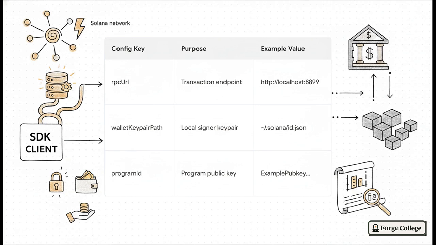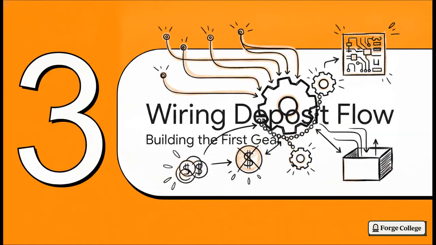You need your wallet key pair path so it knows who's signing the checks. And you need the program ID, which is basically the exact address of that specialist subcontractor we just talked about. All right, Section 3, wiring the deposit flow, building the first gear. Time to get to work and assemble the first major component of our engine.